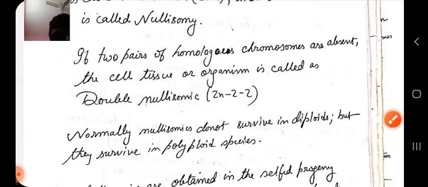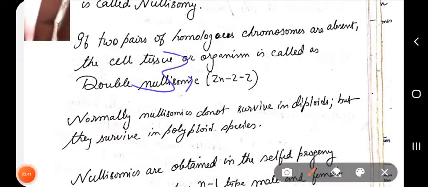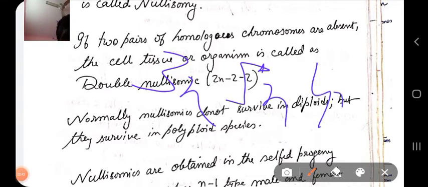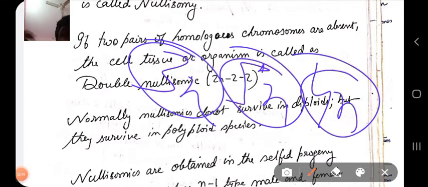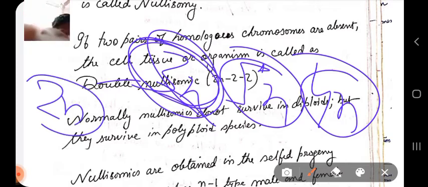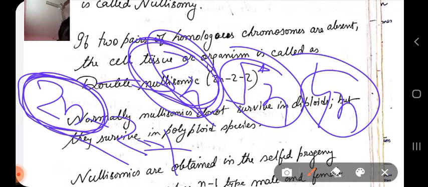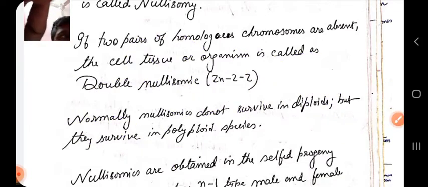Nullisomics obviously will not survive in diploids, but they can survive in polyploid species, because polyploids have extra sets of chromosomes. So even if a pair of homologous chromosomes from one set is lost, they have other pairs as well. But those who are diploid, like normal human beings, if a chromosome pair is lost, it will be lethal, deadly, and they will not be able to survive.